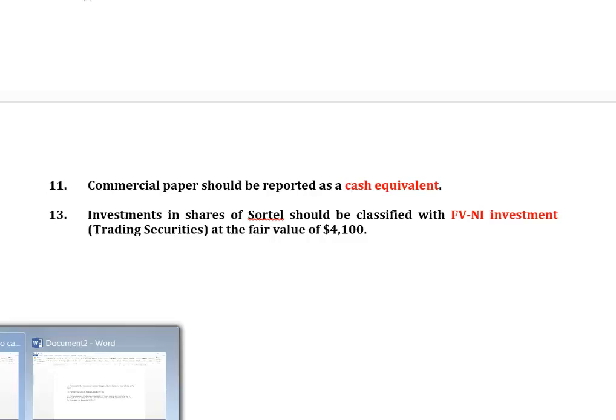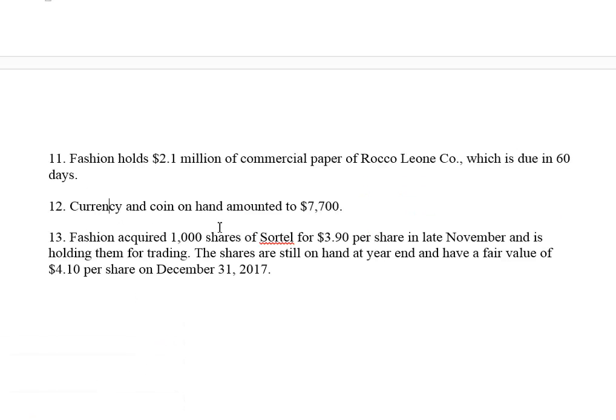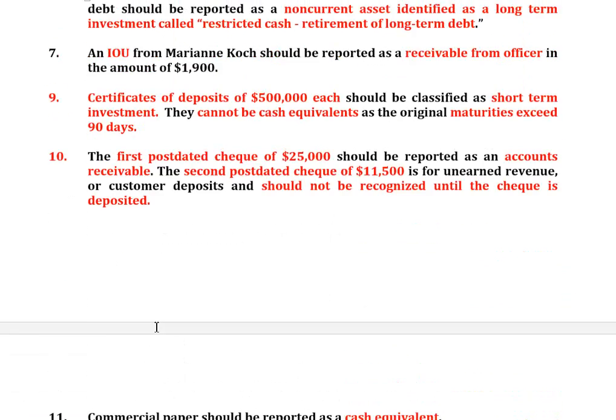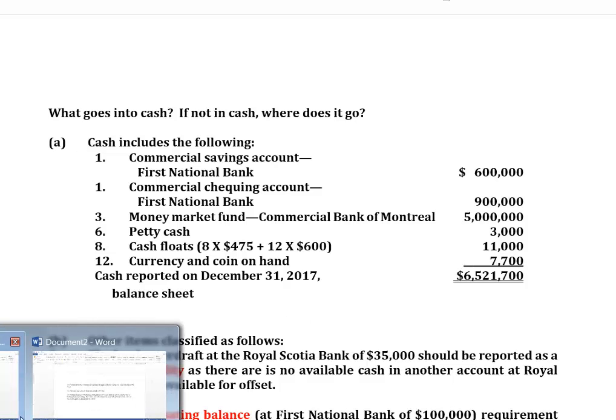So now, if we look at item number 12, we have currency and coin on hand. Maybe we have that in our vault or wherever, and it's 7,700. Well, definitely that's cash, right? So we would put that in calculating our cash balance. Okay, 7,700. Now we're going to look at our final item here.